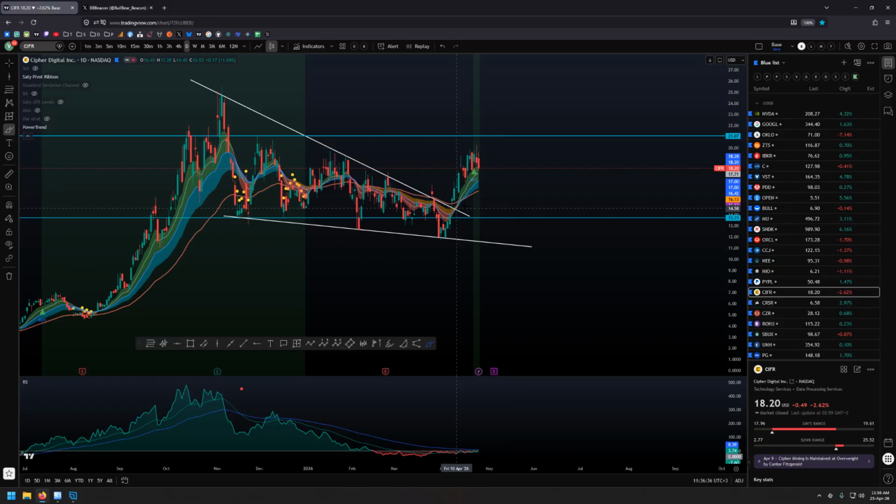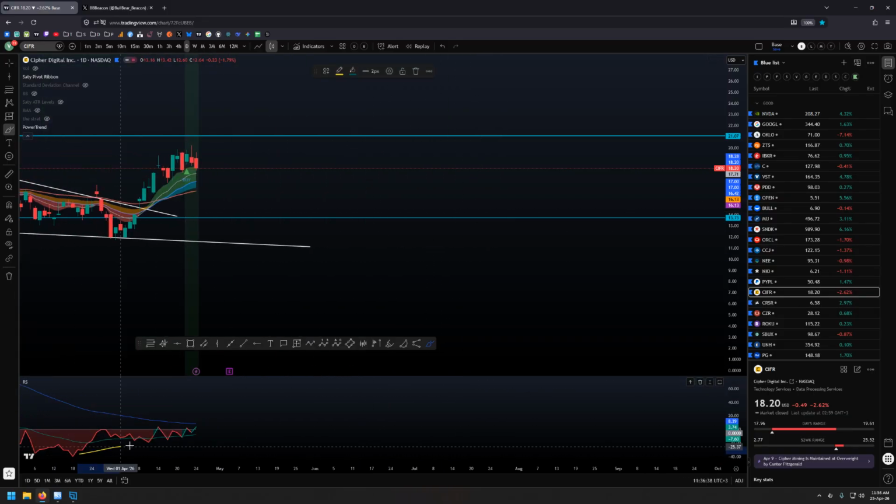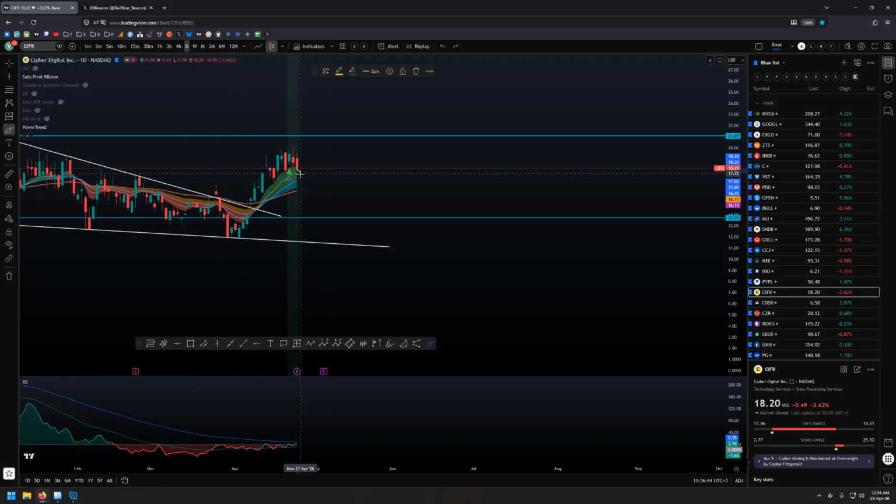Cypher, similar to the Nvidia setup, we've been going up for quite a while. We've crossed above everything. We got the buy signal here, and as long as we hold above this level, I think this will continue. It's unlikely that we will go below it.